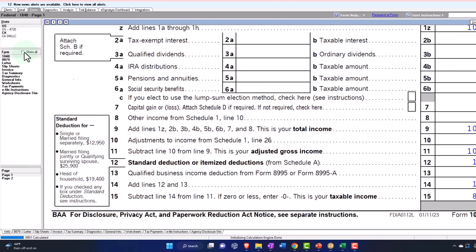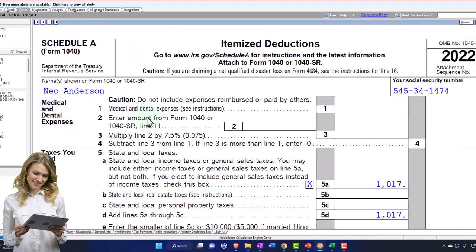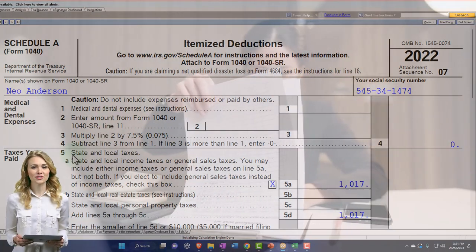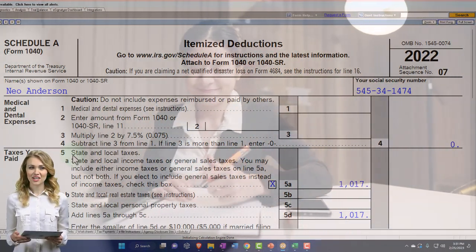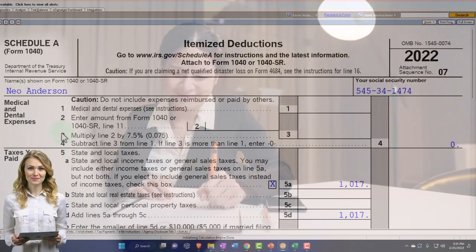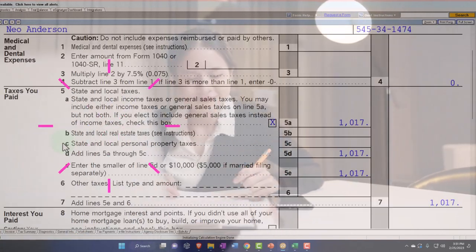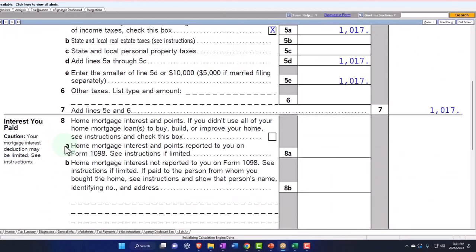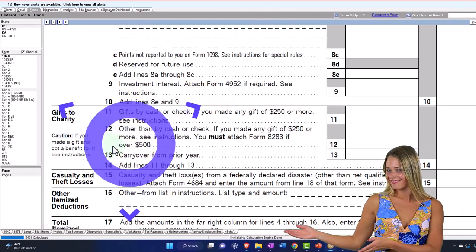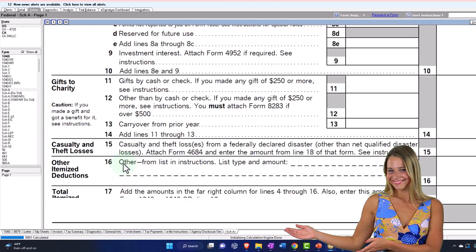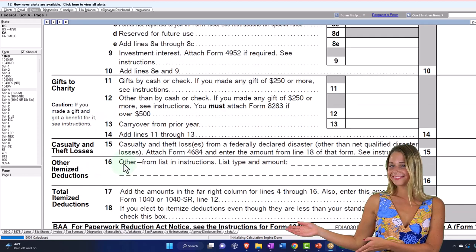So if we go into the itemized, just to take a look at it, it's on the Schedule A, and you can see the different categories for itemizing. And these are the types of deductions often coming to mind when you first think about deductions. You've got the medical and dental, you've got the taxes you pay, like real estate taxes. You've got the interest, like the mortgage interest. You've got the gifts to charity, charitable contributions, and casualty and other deductions down below.